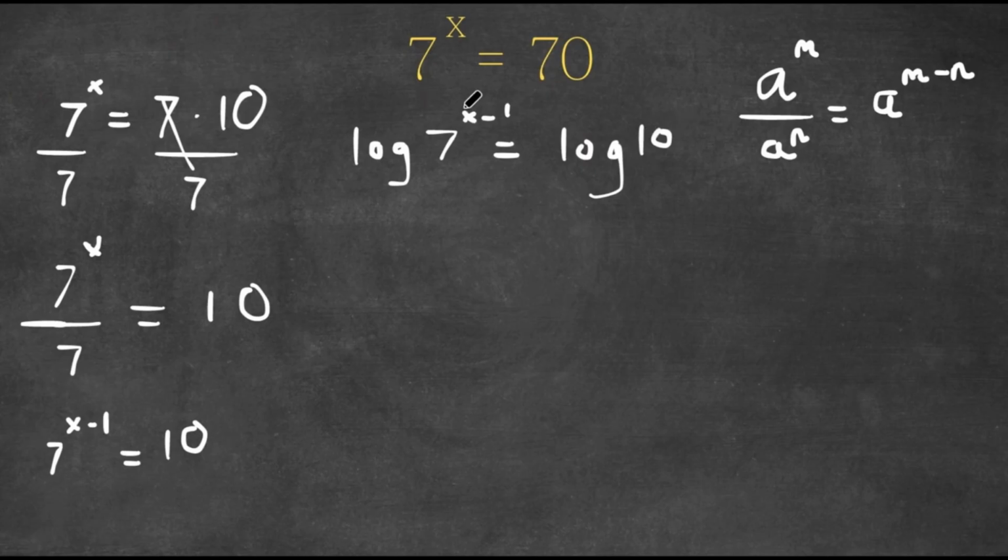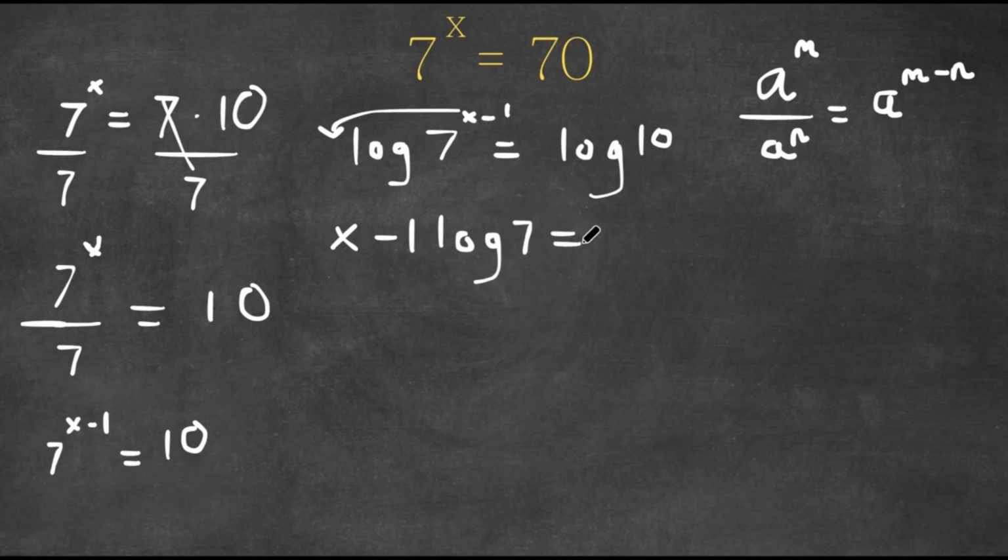Now, the power property of logarithm states that I can actually move this exponent here to the front of the log. So now this would be x minus 1 log 7 is equal to log 10. Now I'm going to divide both sides by log 7.